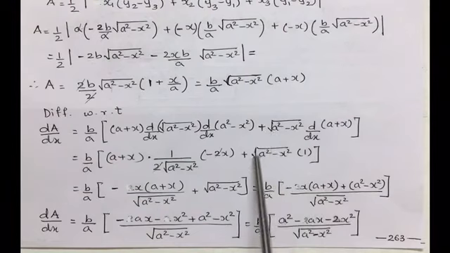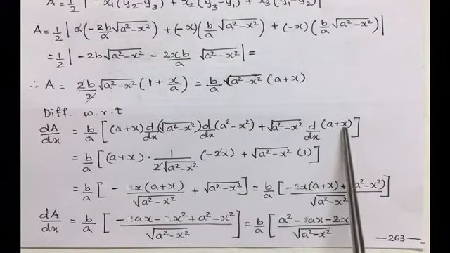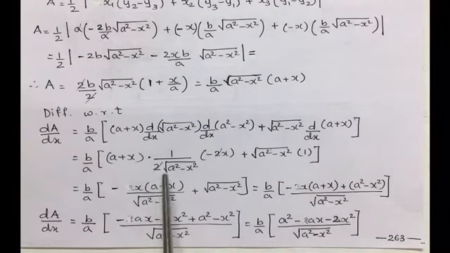And here plus it becomes root of a square minus x square. Derivative of x is 1. Now 2 and 2 get cancelled, so we get here minus x times a plus x divided by under root a square minus x square, plus under root a square minus x square.